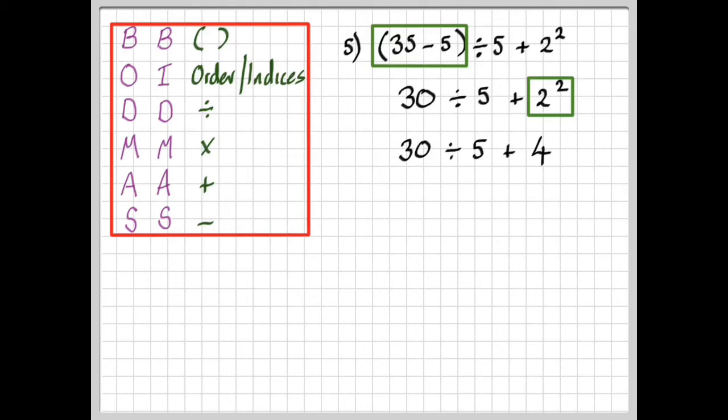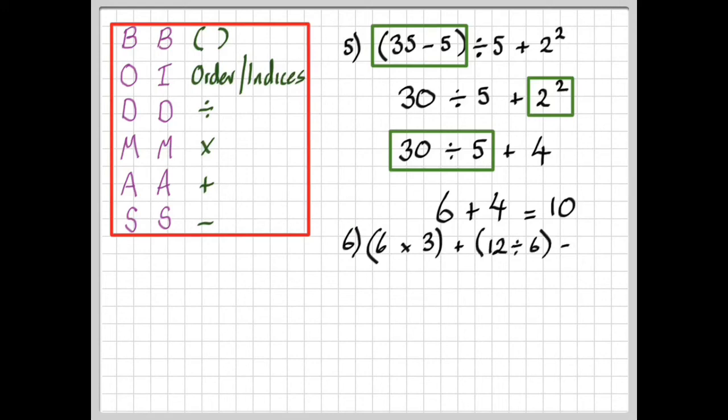Again, writing everything that I didn't do, 30 divided by 5 and the plus. Now what have I got? Well, it's divide next, isn't it, on my list? So I'm going to do 30 divided by 5. Okay, that's 6. Then I'm just going to put down my plus 4, and that gives me 10. I think we've got time for one more.